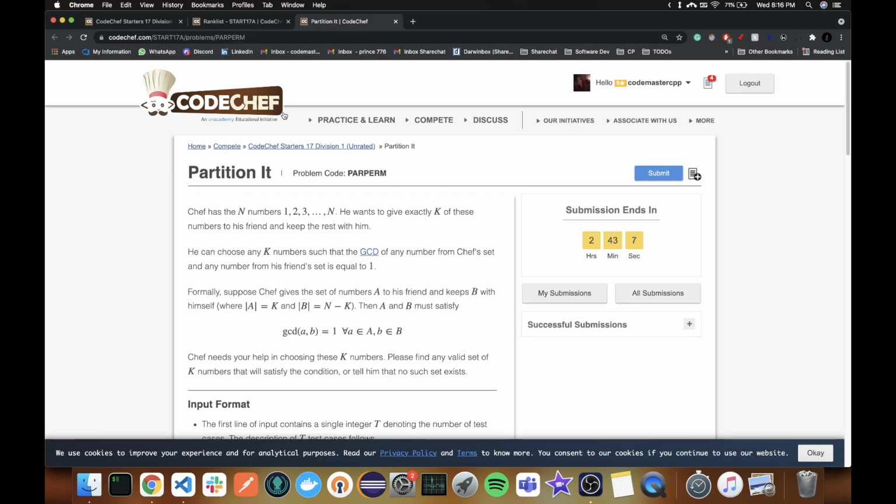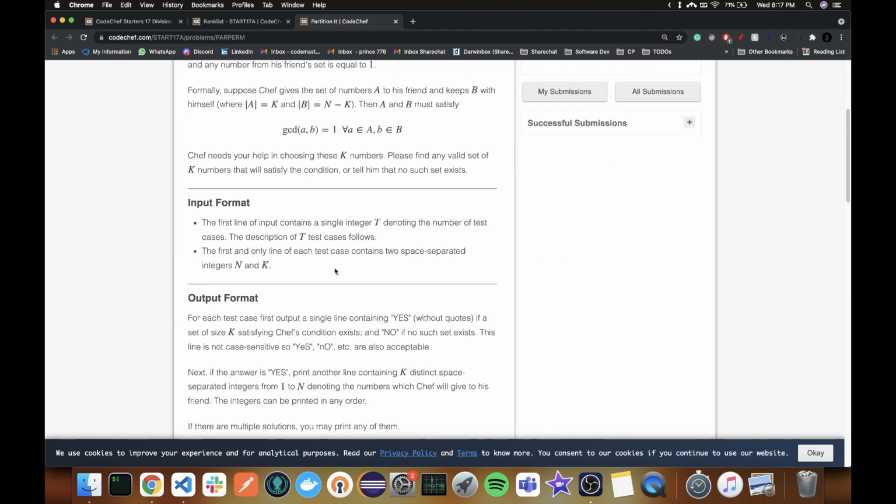So Chef has numbers 1 to n. He wants to give exactly k of these numbers to his friends and keep the rest with him. He chooses any k numbers such that the GCD of any number from the chef's set and any number from his friend's set is equal to 1. So they are pairwise coprime. Formally, suppose chef has a set of numbers A and his friend keeps B, then this must be satisfied. So we want to construct a set. Okay.